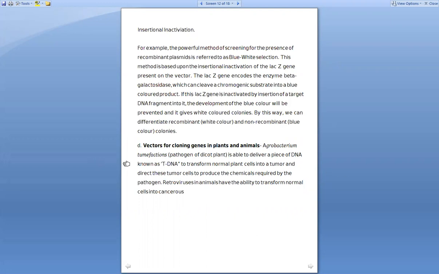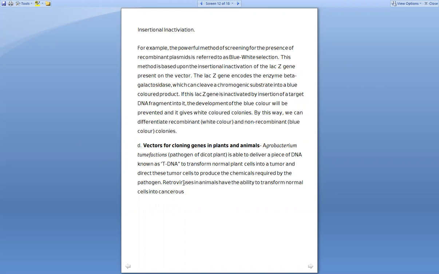So this Agrobacterium tumefaciens adds tDNA into the normal plant cells, and when the tDNA is introduced into the normal plant cells, the normal cells of the plant are transformed into tumor cells, and these tumor cells produce several chemicals which are required by the pathogen. So it is going to be helpful to the pathogen, not to the plant.